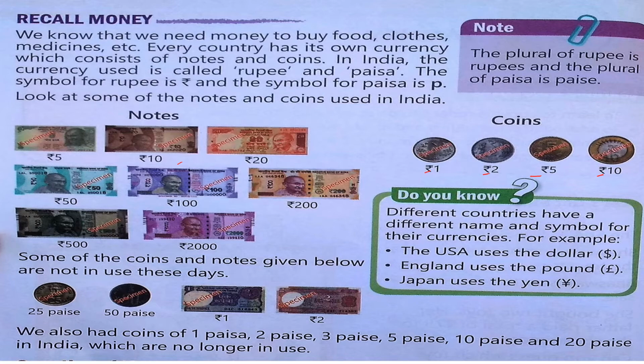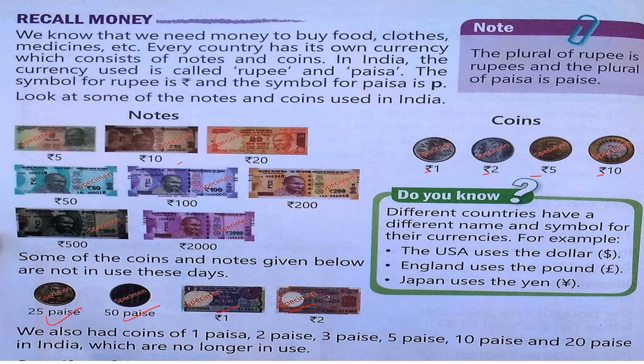Before these, 25 pies, 50 pies, 1 rupee and 2 rupee coins and notes were available, but nowadays these are not available in the market, and the government is also not allowing this type of currency. Okay children, so this is the rupees.